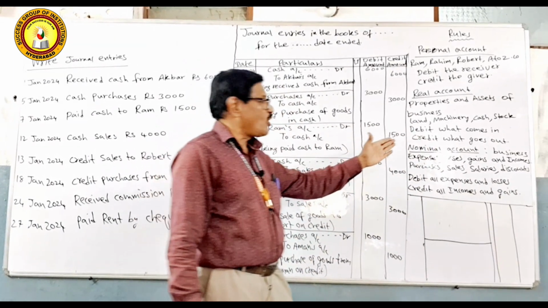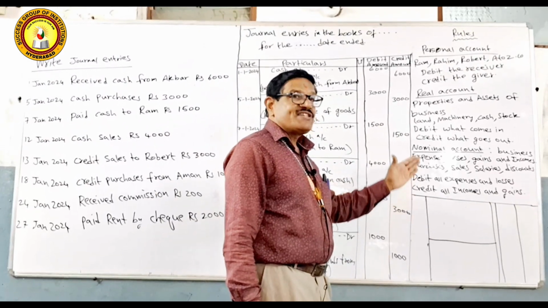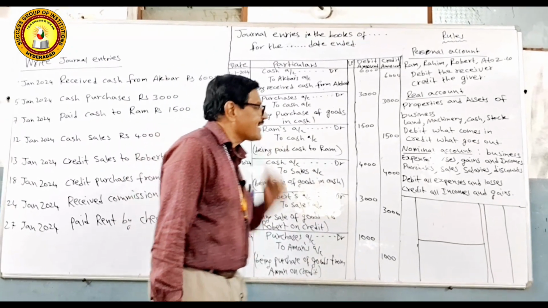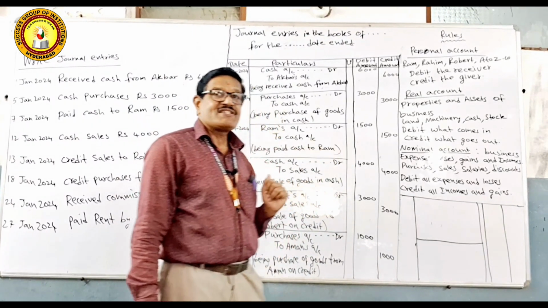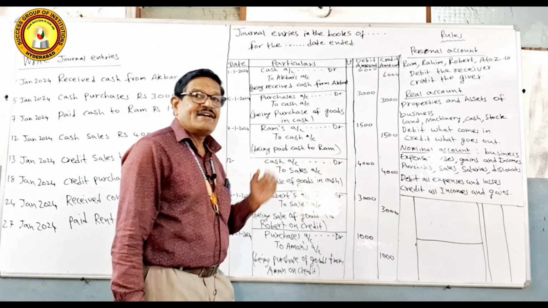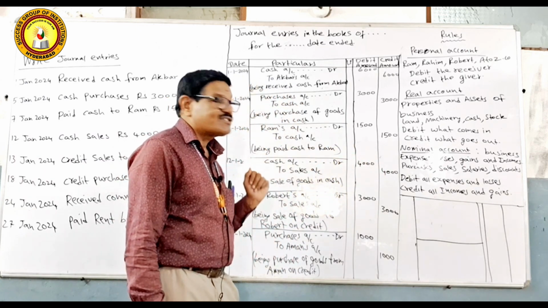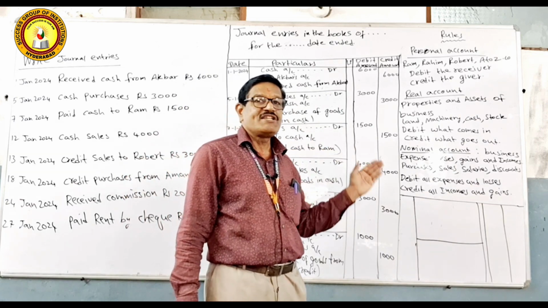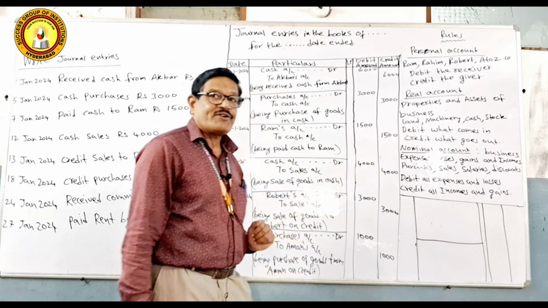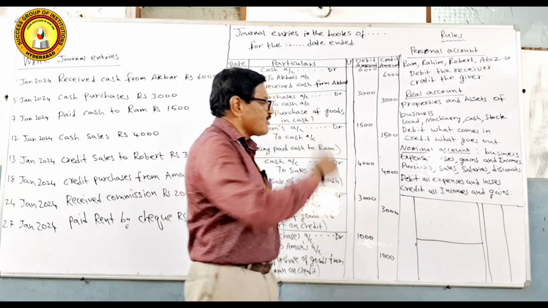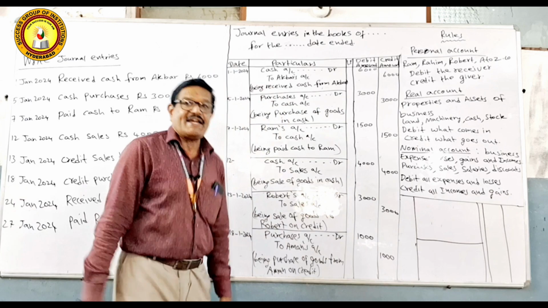Now we come across the nominal account. Every business has certain expenses, losses, gains and incomes, and this account deals with such expenses, losses, gains and incomes. For example, purchases, sales, salaries, discounts, commissions, all these things come under this nominal account. Here the rule clearly states that debit all expenses and losses, credit all incomes and gains.